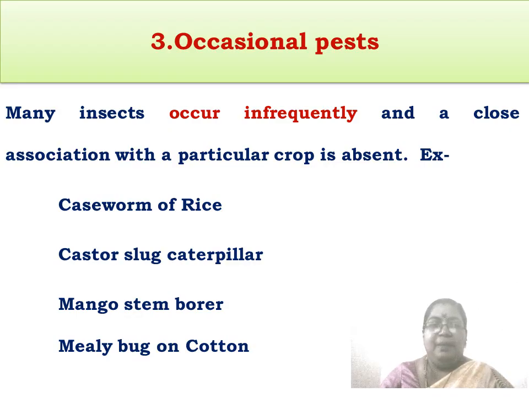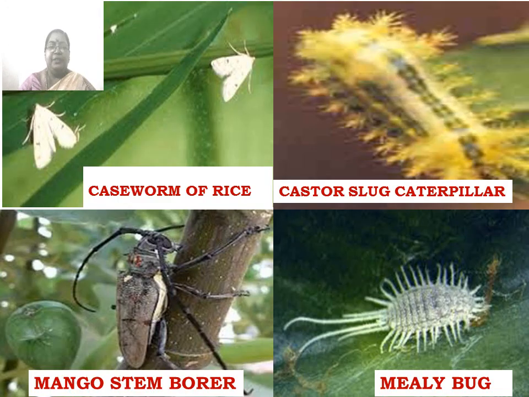Occasional pests. Many insects occur infrequently and a close association with a particular crop is absent. For example, worm of rice, castor slug caterpillar, mango stem borer, and mealy bug on cotton. These are the pictures of worm of rice, castor slug caterpillar, mango stem borer, and mealy bug.